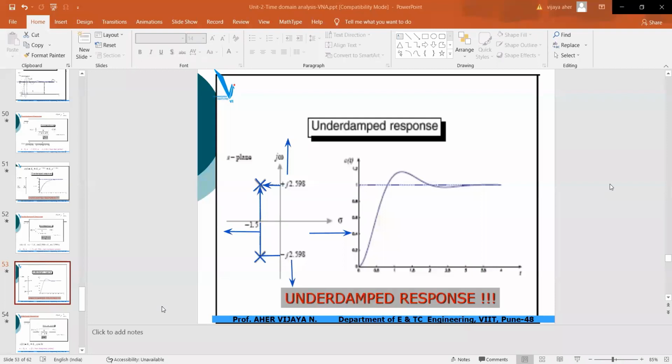And we have observed the response with respect to time. That means your output is changing with respect to time. So this is the response for overdamp and underdamp system. This much you have studied in today's lecture.